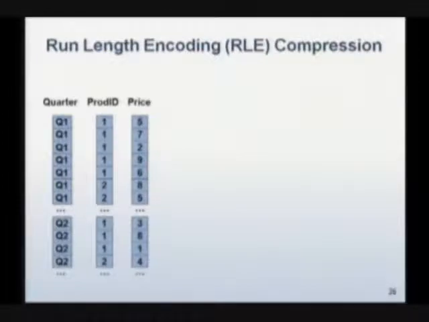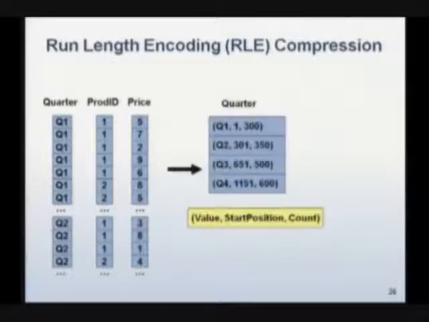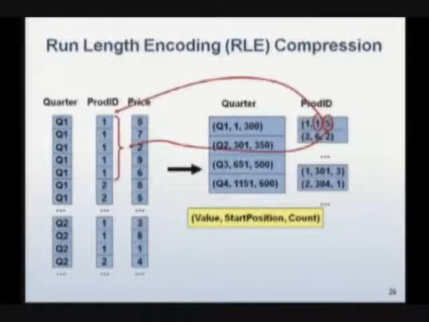Now, one of the very, very effective compression techniques is called run length encoding. With run length encoding, I take my sorted columns, which you'll see are quarter, product ID, and price, and I compress them into tuples or rows that look like value, start position, and count. So you see that quarter 1 starts at position 1 and goes for 300 positions. Quarter 2 starts at position 301, goes to 350, etc. I can do the same for product ID because it's sorted.